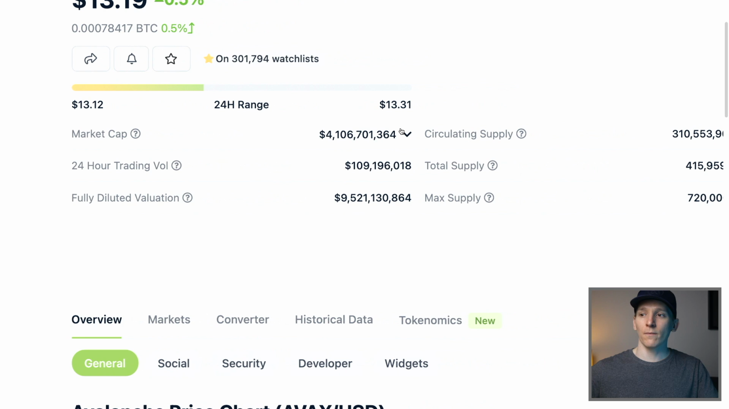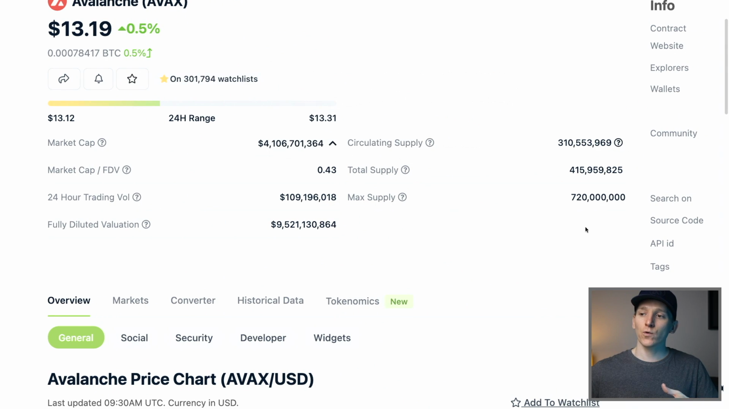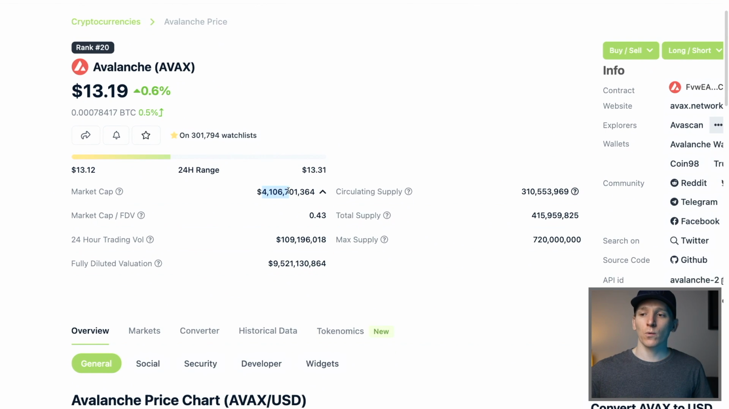As we can see here, the market cap of Avalanche is 4 billion, but if you were to have all of this max supply in existence, that would actually create a valuation of 9.5 billion. So what we're saying is, when we're buying Avalanche right now, even though we think, wow, it's worth 4 billion, that can go up really quick.